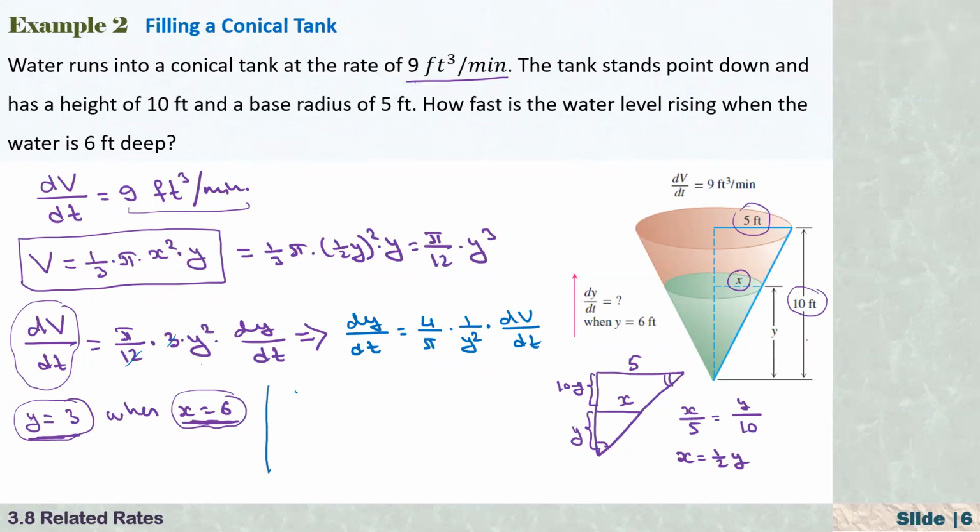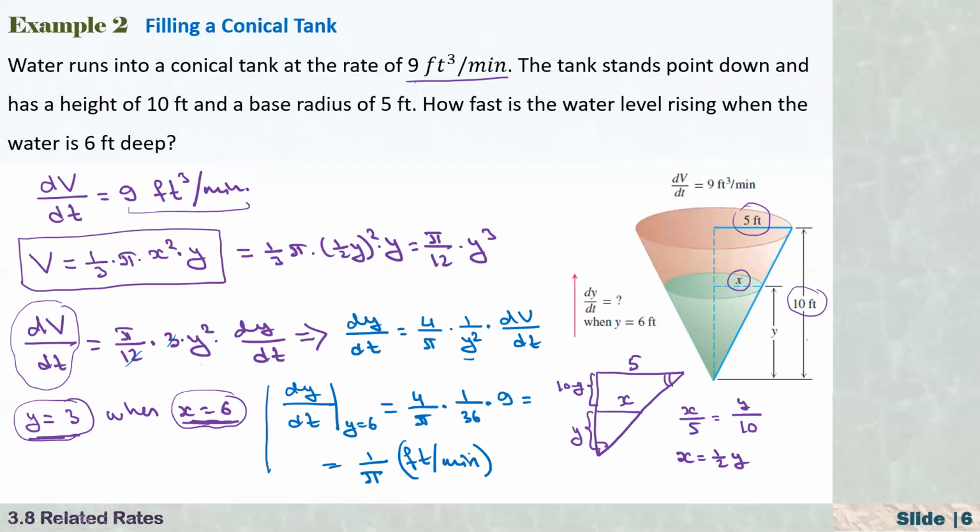So now we need to calculate dy/dt when it's 6 feet deep, right? That means that when y is equal to 6. So that's equal to 4 over pi times 1 over 6 squared, so that is 36, times dV/dt, that's equal to 9. Which is equal to 9 times 4 is 36, over 36 is equal to 1. So that's equal to 1 over pi. Is it given in feet? So that is feet per minute.